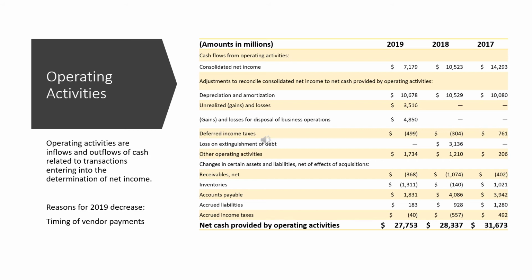Net cash provided by operating activities for fiscal year 2019 declined when compared to the previous year, as I just mentioned, primarily due to timing of vendor payments, but it was partially offset by lower tax payments, mainly resulting from tax reform and the timing of tax payments.